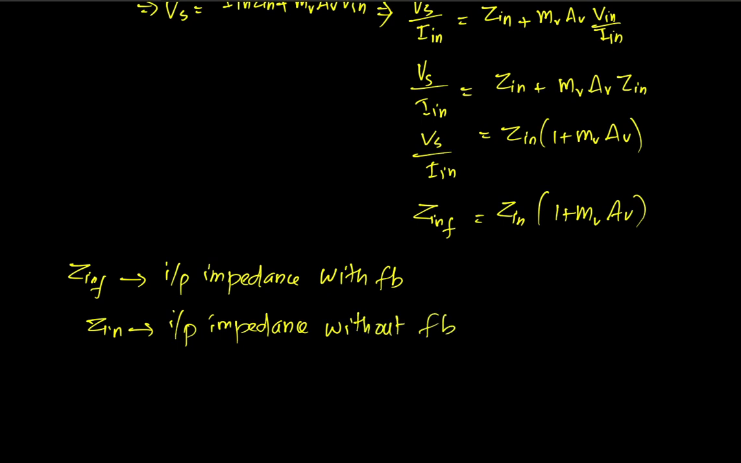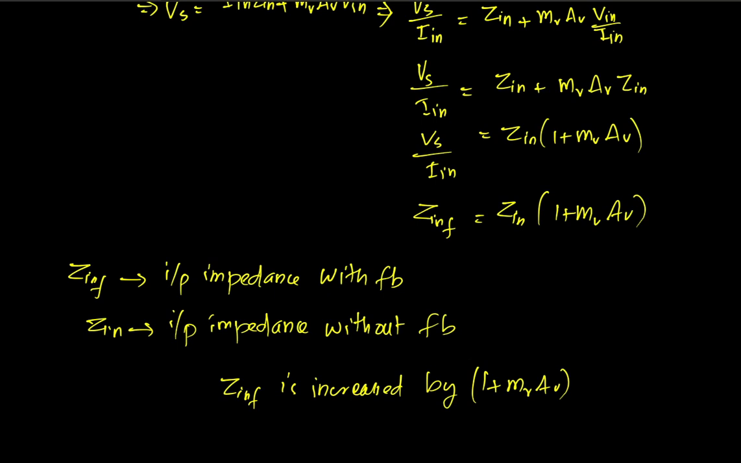So from this expression we can say that the input impedance of the amplifier with feedback is increased by a factor 1 plus Mv Av when we are using negative feedback. So we can say that the use of negative feedback in an amplifier increases the input impedance of the amplifier by a factor 1 plus Mv Av.